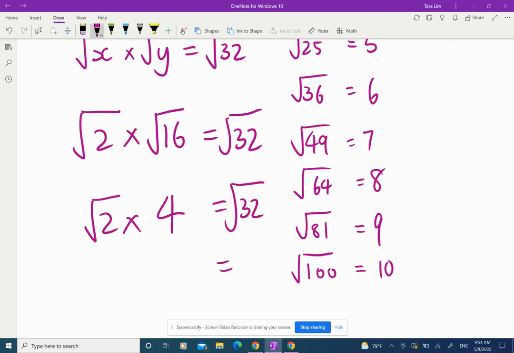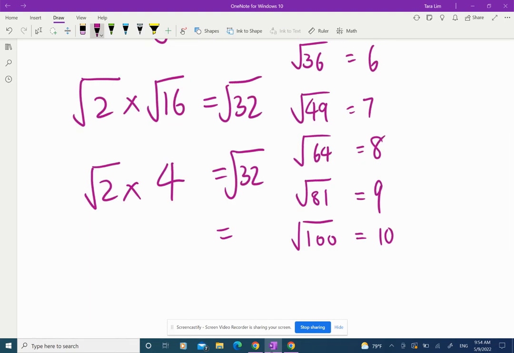So you can write it out as square root 2 times 4 is equal to square root 32. And now, as I said before, we can put it in a more formal way: square root 2 times 4. And that's equal to square root 32. Now we can't further simplify because square root 2 can't be simplified, and also 4 is a whole number and you don't need to further simplify that.